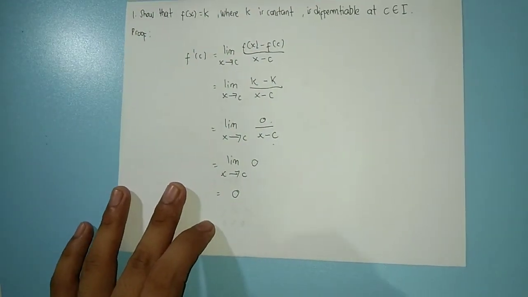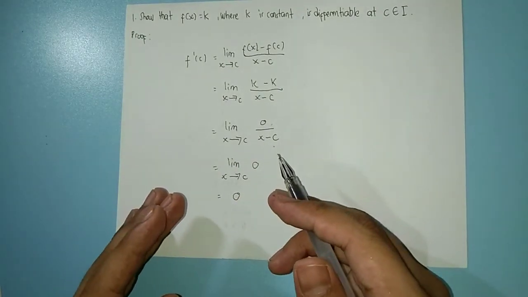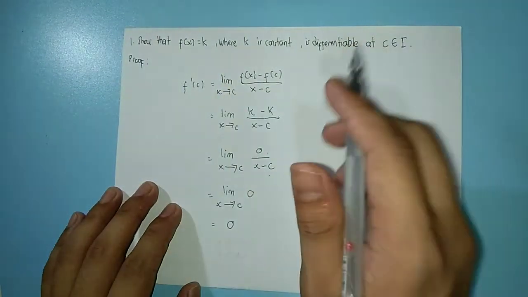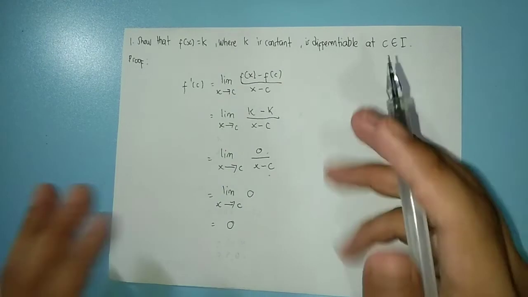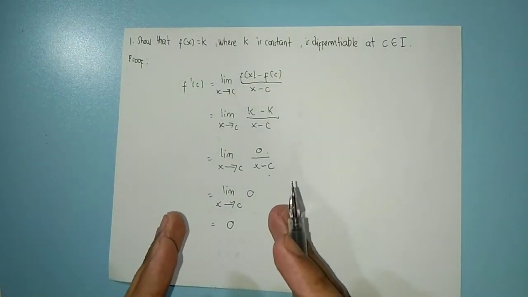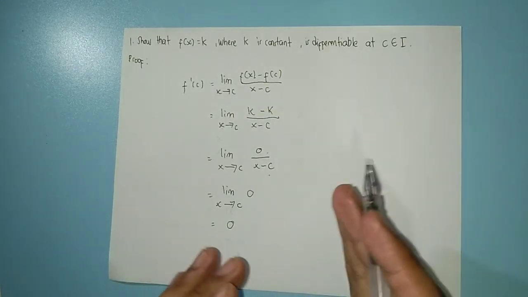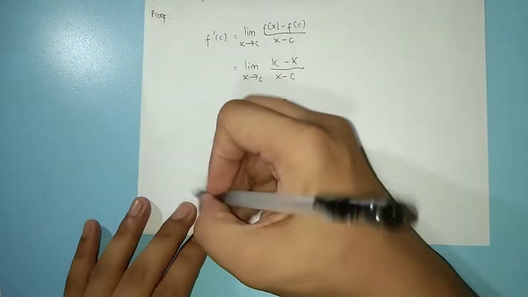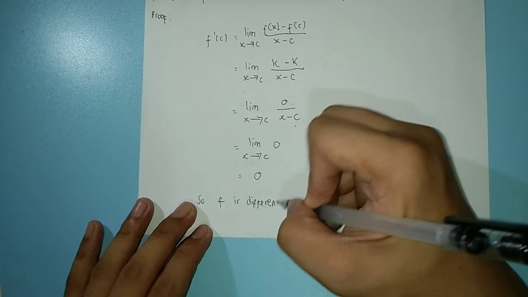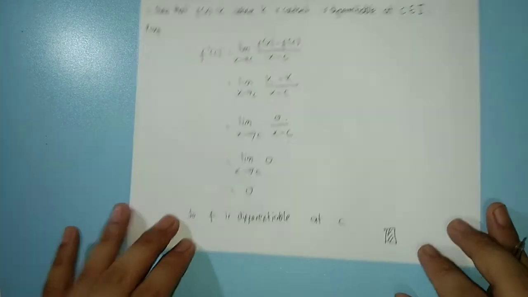Okay? Ngayon, meron tayong napakitang limit. Okay? So ibig sabihin, differentiable siya. Yung function na to ay differentiable at c. So, ganun lang gagawin natin. Para mapakita natin na differentiable siya, dapat may mapakita tayo na limit. Kasi nga, define natin yung derivative kanina in terms of limit. So, f is differentiable at c. And this is that.